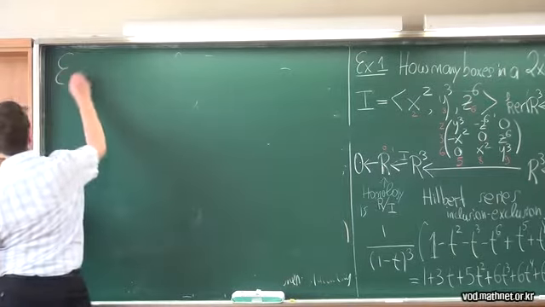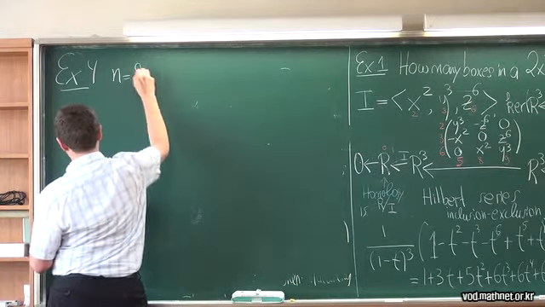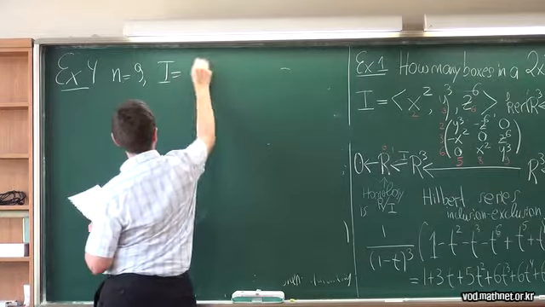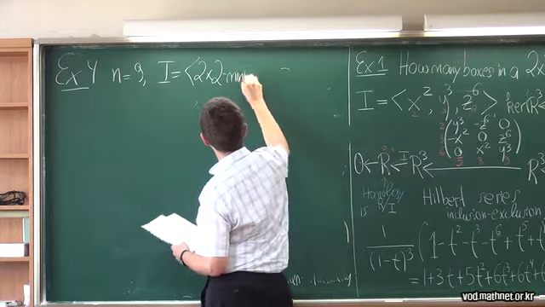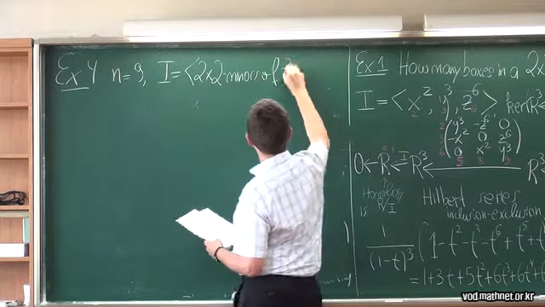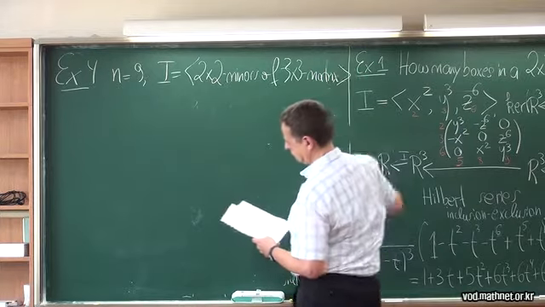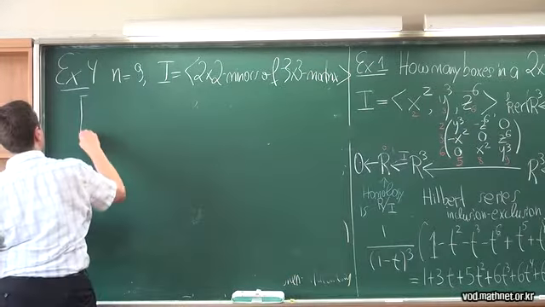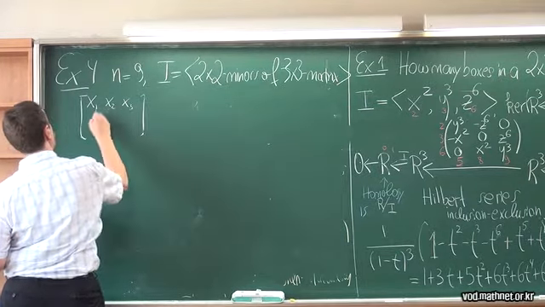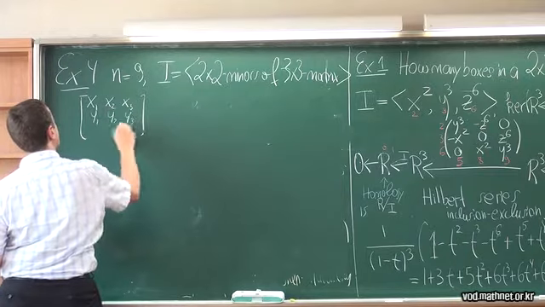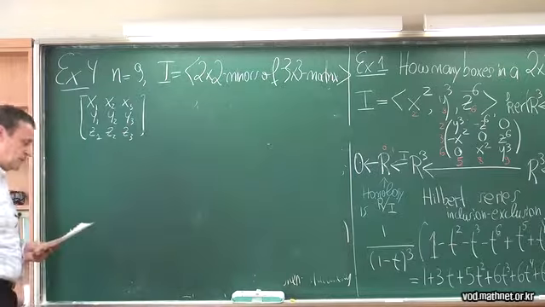Okay, here's example 4. Let's do n equals 9. And let's take the same example as before, but now we take the 2 by 2 minors of a 3 by 3 matrix of unknowns. Let me call the rows of my matrix x1, x2, x3 as before, y1, y2, y3 as before, but I have one more row called z1, z2, z3.